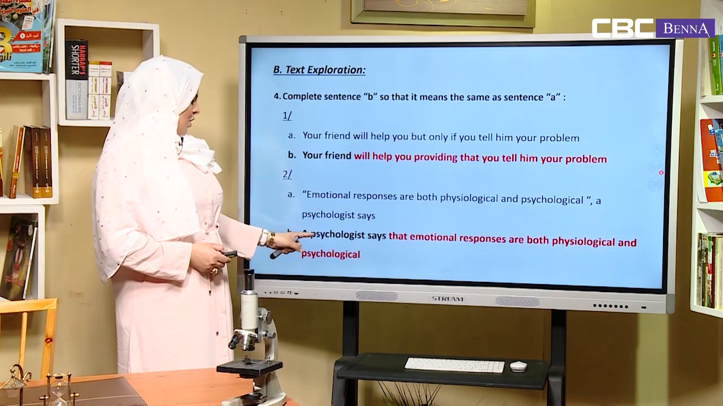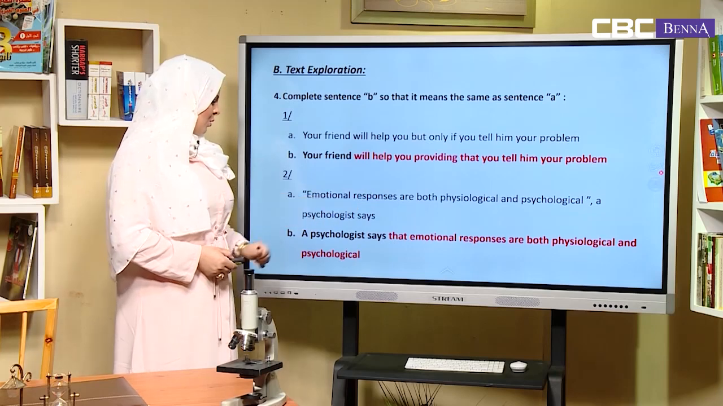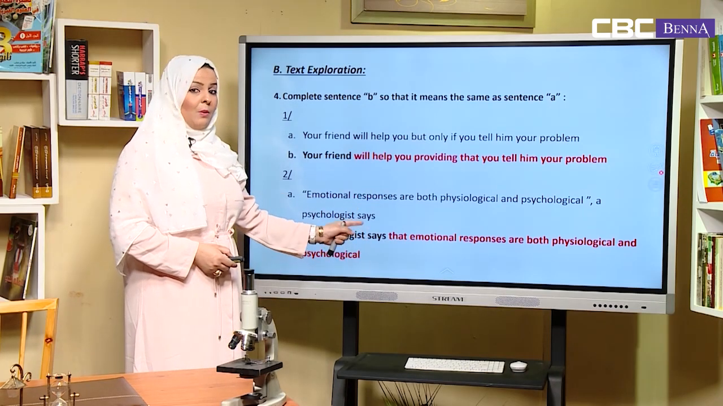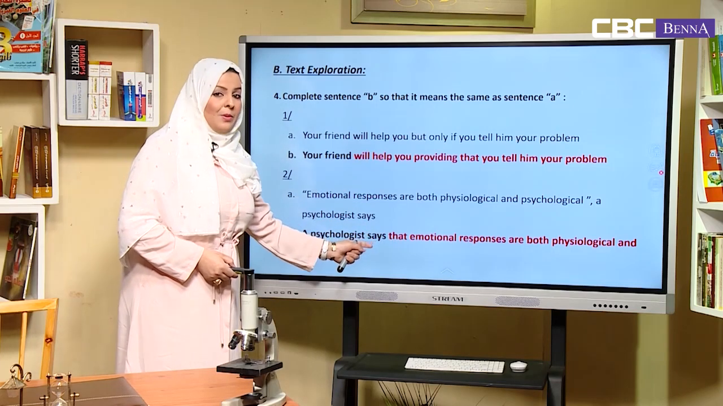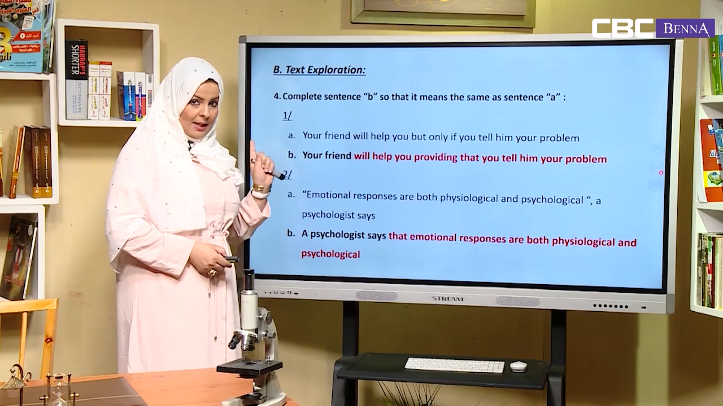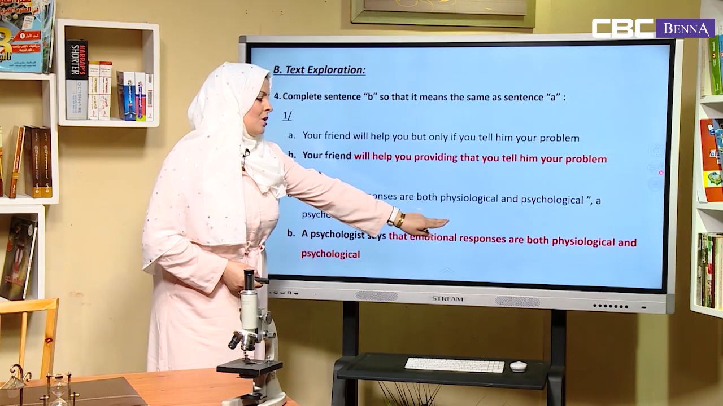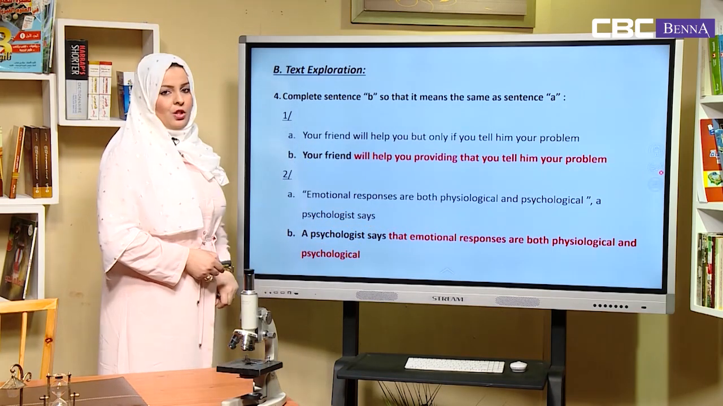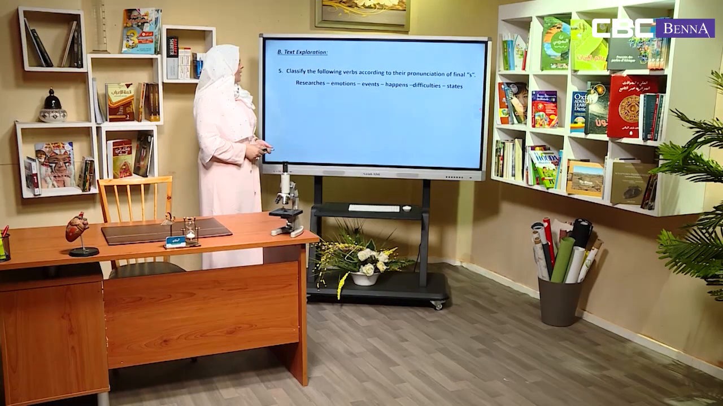Second one, emotions. Here you have direct speech and indirect. So what you're going to say: a psychologist says. Here I want you to pay attention to the introductory verb. The introductory verb is in the present, and the rule says that what is between quotation marks never changes. Is it clear? Good. So: says that emotional responses are both physiological and psychological. This is concerning grammar.